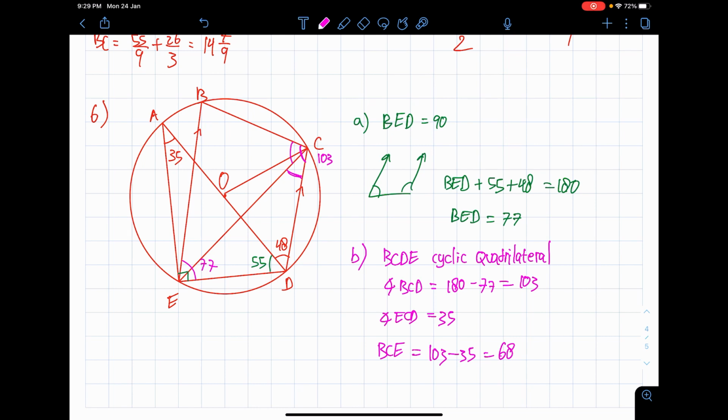Anyway, next is question C. The radius of the circle is 5 cm. Calculate the area of the major sector OAEDC. Okay, so the radius is 5, that's cool. OAEDC. Huh, are they really asking for such a weird area? Oh, the major sector, oh my. Okay, the major sector.